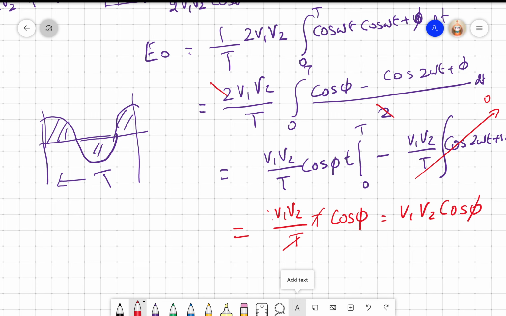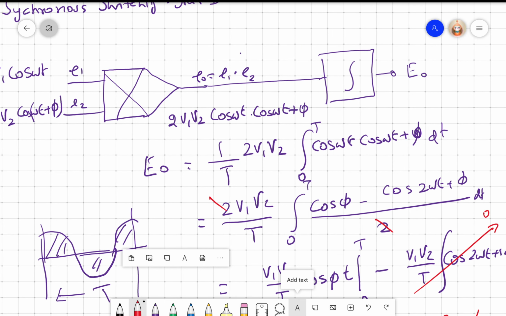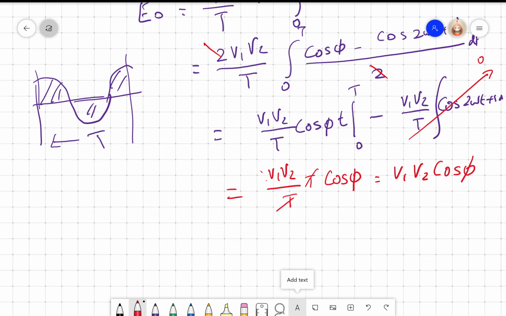So we see that the output is proportional to the cosine of the phase angle between the two inputs. What is phi? Please remember, this is cos omega t, this is cos omega t plus phi. So that tells us that the output is sensitive to the angle phi between the inputs V1 and V2, right?